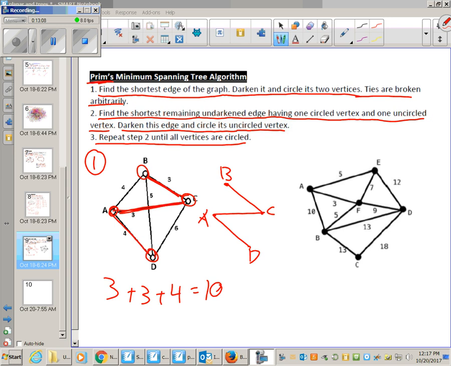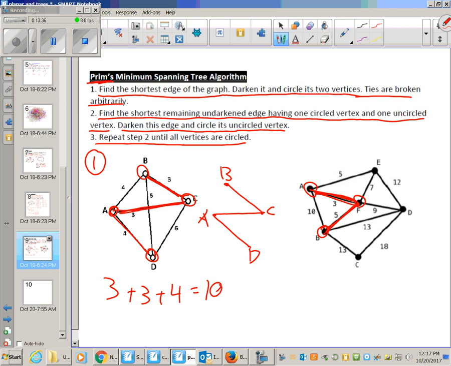All right. Let's try this next example. So the method says find the cheapest weighted edge, and that is AF with 3. So I'm going to darken it and circle its vertices. Now, we got to branch off of that. We got to find the next cheapest one that branches off of that. And it looks like that's going to be either AE or BF. It doesn't matter, just pick one because they're both connected to AF. So let's go here.